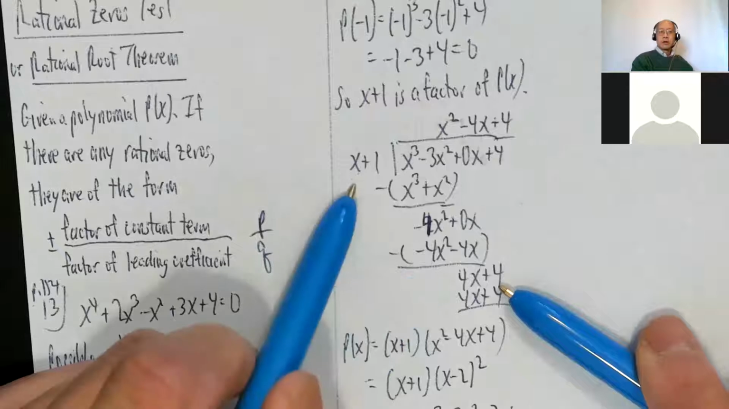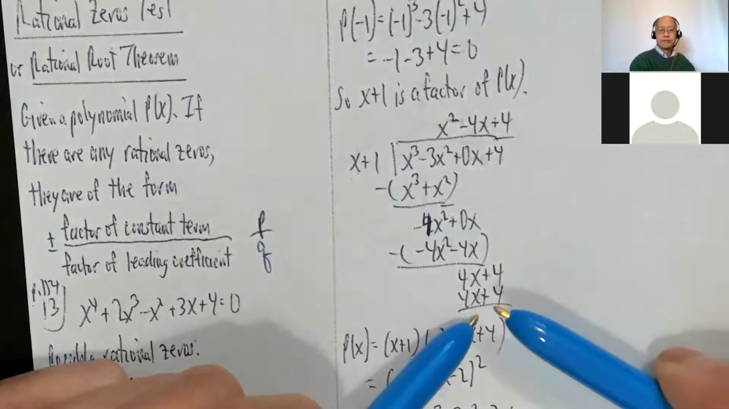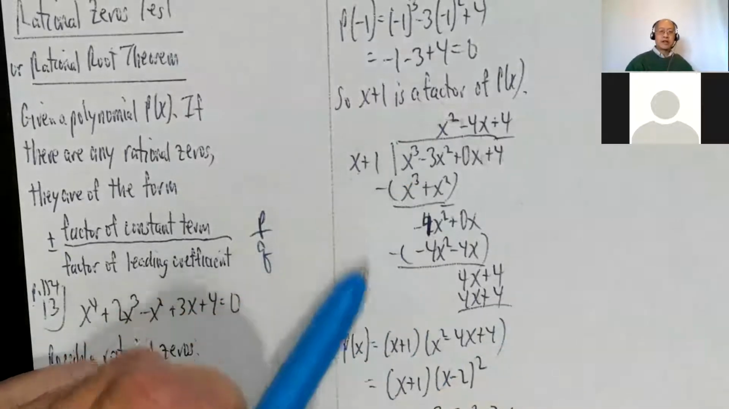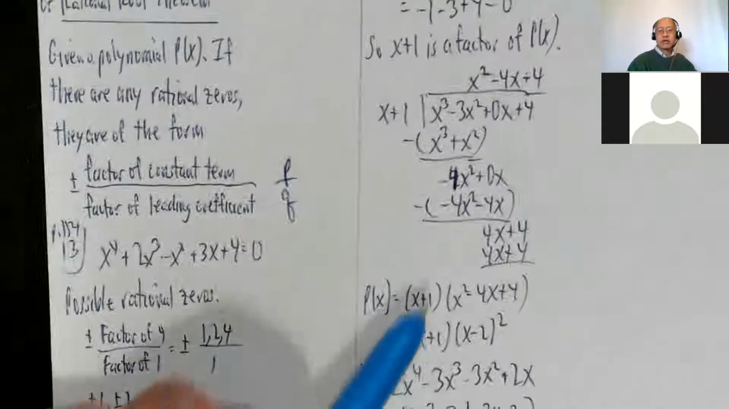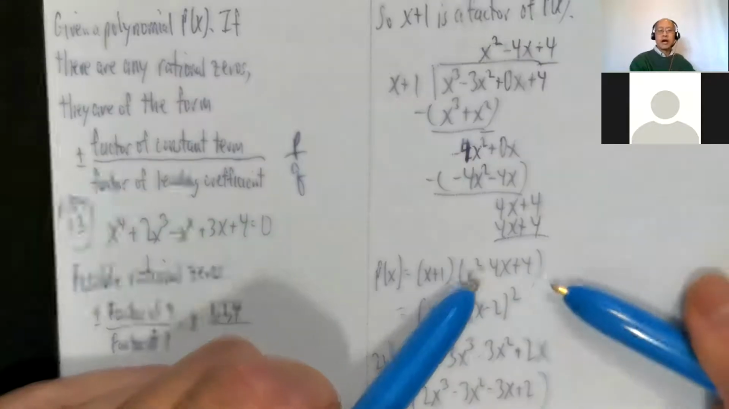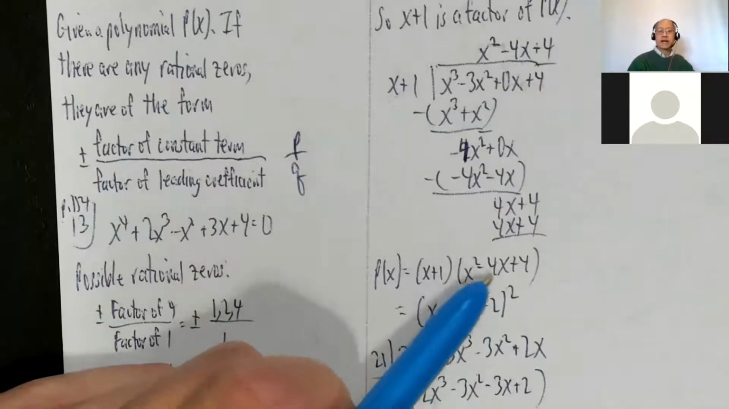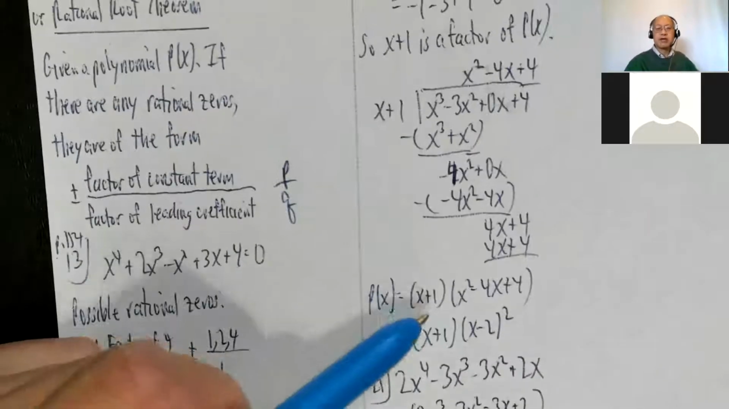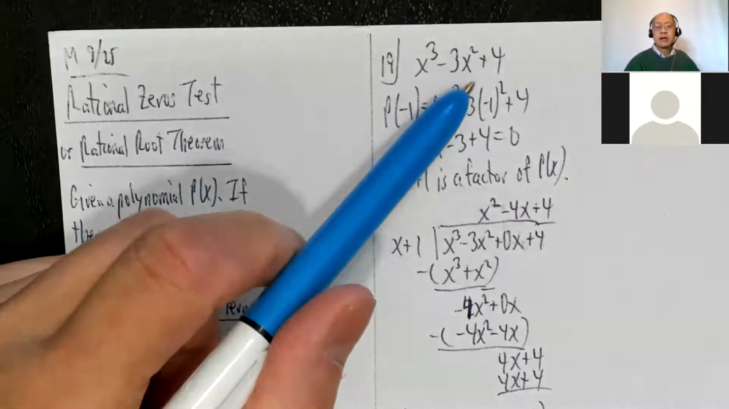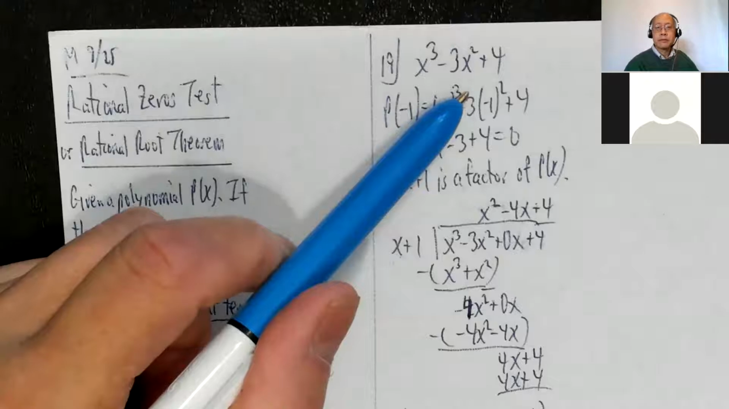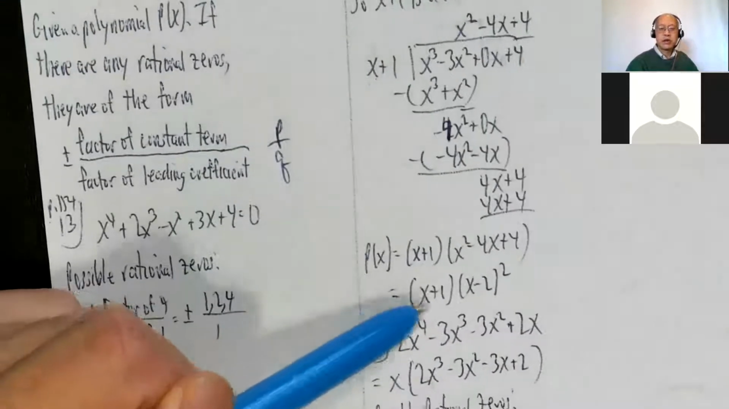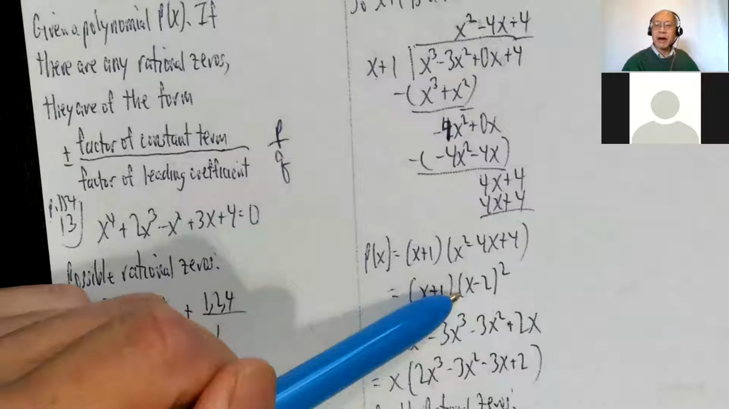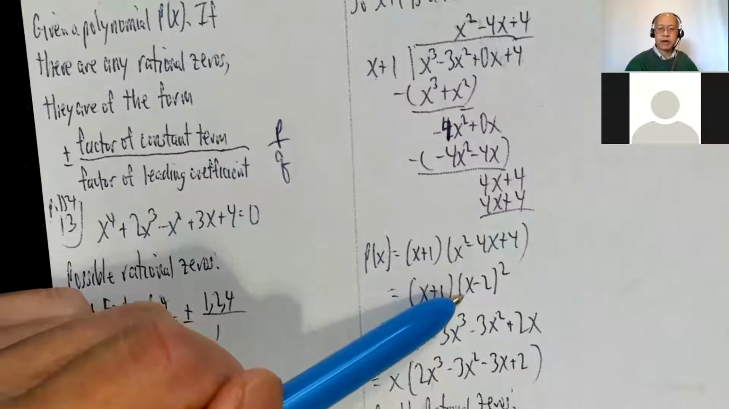4x plus 4, no remainder. So this thing factors into x plus 1, x squared minus 4x plus 4. And now this is very easy to factor. I do recognize that as x minus 2 squared. So the original polynomial is going to have 3 factors, and here they are: x plus 1, x minus 2, or we can say x minus 2 squared.